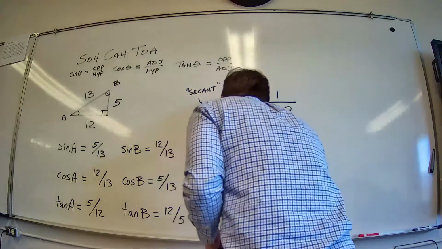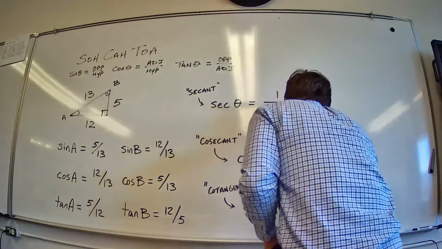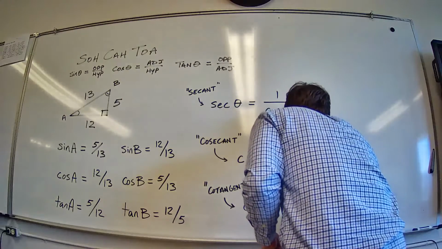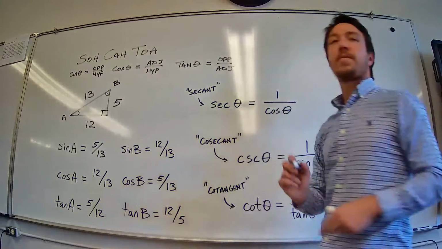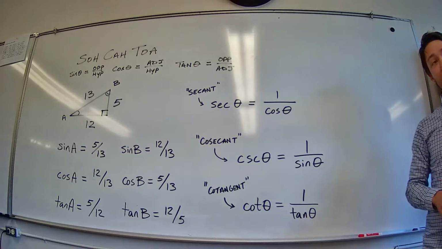A lot of vocabulary here, kind of boring. Sorry, it's also confusing. Okay, let's go back. Cosecant should be the reciprocal of the sine, cosecant, sine, not the other way. It's confusing.